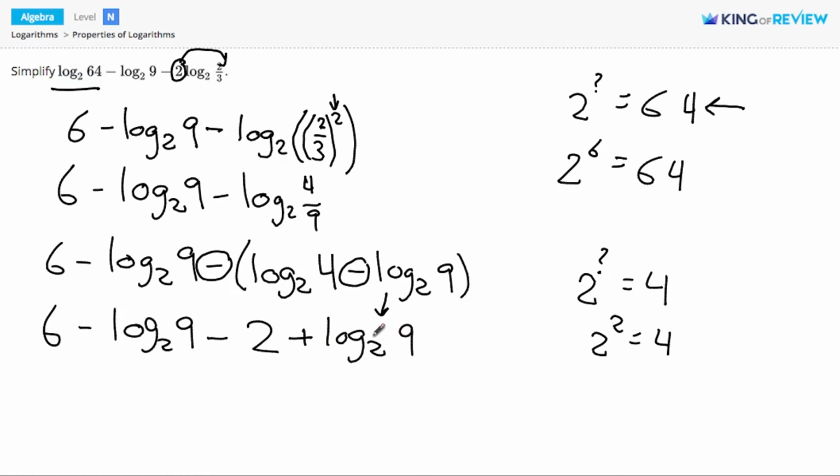And now we can see that we have a negative log base 2 of 9 and a positive log base 2 of 9, so those will cancel each other out, and all we have left is 6 minus 2, which equals 4. So there's our answer.